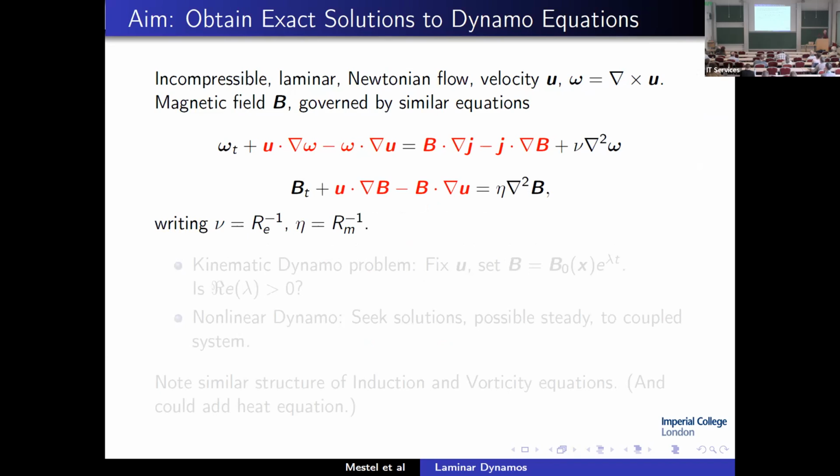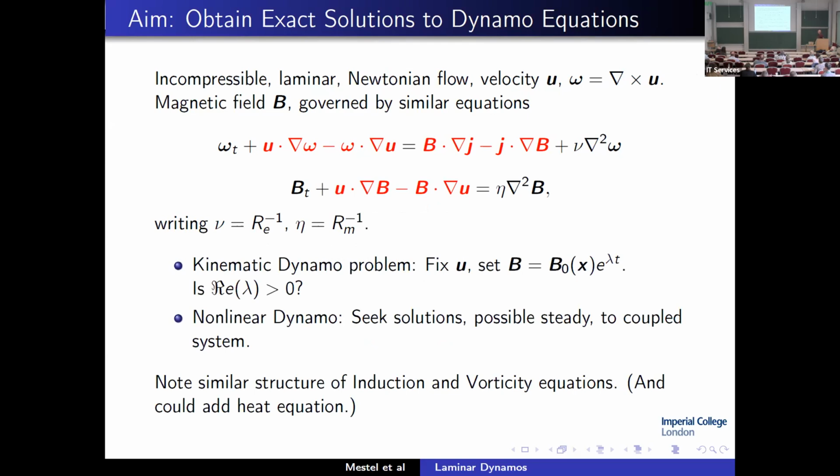Nu is the inverse Reynolds number, eta the inverse magnetic Reynolds number. And as we all know, there are two different kinds of dynamo problem: the kinematic problem, where we seek growing solutions to the second equation, and a nonlinear dynamo, where we try and find a solution to the coupled system. The similarity between these two equations is obvious. There's a couple of Laplacians, and then there are these Jacobian-like terms. And that suggests there may be some simplification possible.